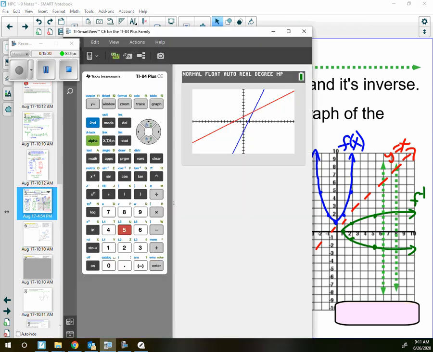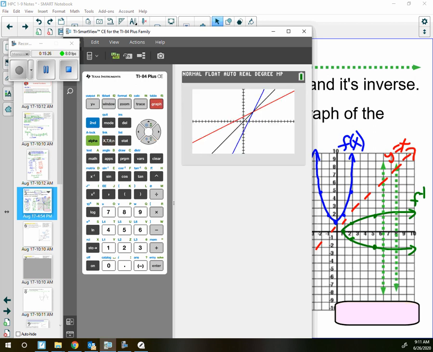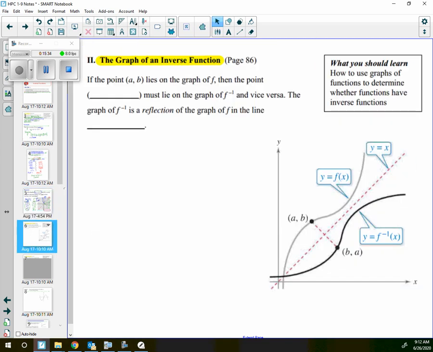I'm going to go back to our graphing calculator and I'm going to put in y equals x there. You can do that as well. Look what happens. Yeah, they fold right over that. So that idea of switching the x and the y is always going to give that symmetry with a function and its inverse.